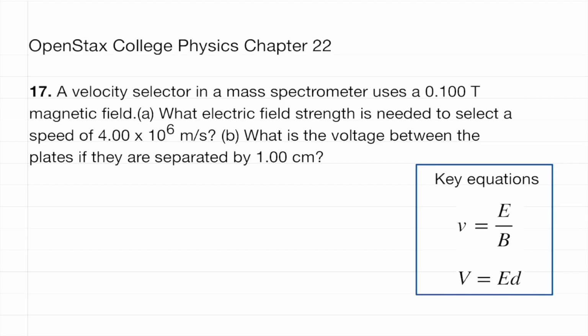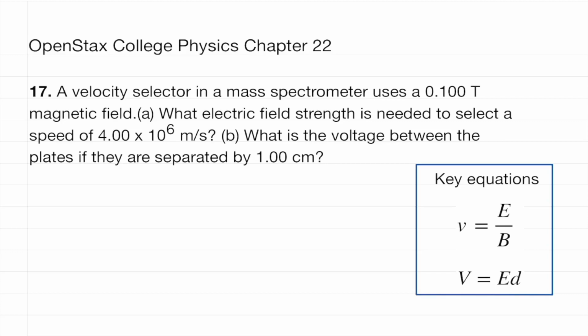It is from chapter 22 of College Physics by OpenStax. Okay, so we have a velocity selector that's in a mass spectrometer. We know the magnetic field. We need to find the electric field strength, so that implies magnitude of electric field. And then we know our speed that we want is 4 times 10 to the 6 meters per second. And then in part B, we need to find the voltage given a plate separation.